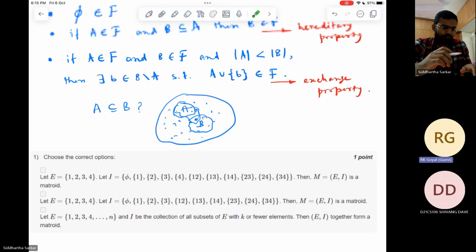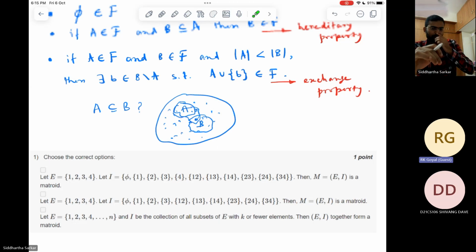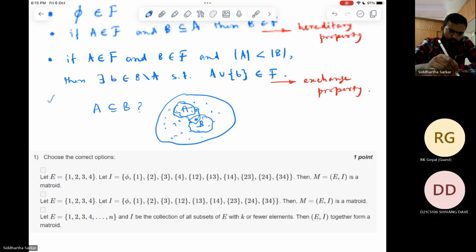If these are given to us, like say 1, 2, 3, and then 4, as a family, then clearly 1, 2, 1, 3, 1, 2, 3, 4 — the heredity property is being followed here. And what about the exchange property? So in the exchange property, yes, it is also being followed here.